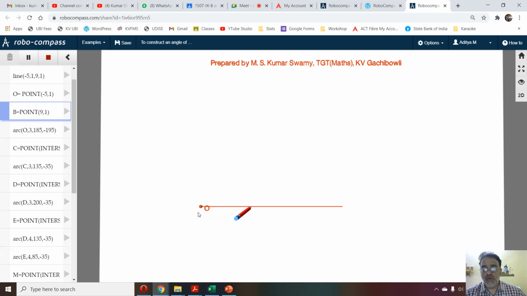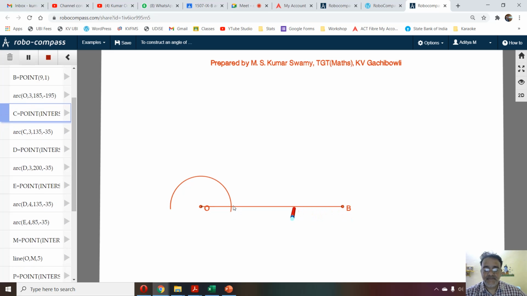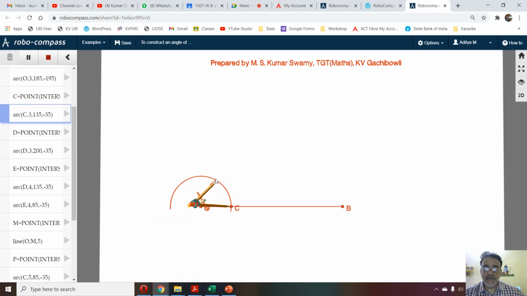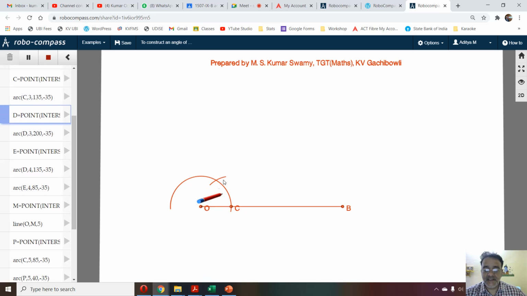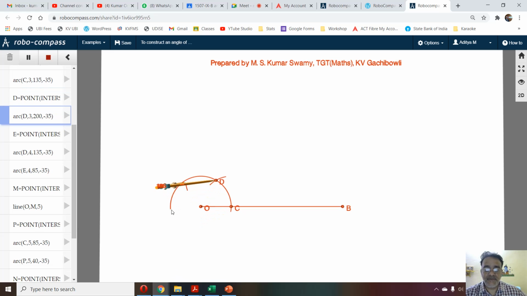Now with center O and a convenient radius, we are going to draw one semicircular arc which will intersect OB at point C. Now with center C, again with the same radius, we will draw another arc which will intersect the previous arc at point D. Again with center D we will draw one more arc of the same radius, which will intersect the first arc, that is the semicircular arc, at point E.